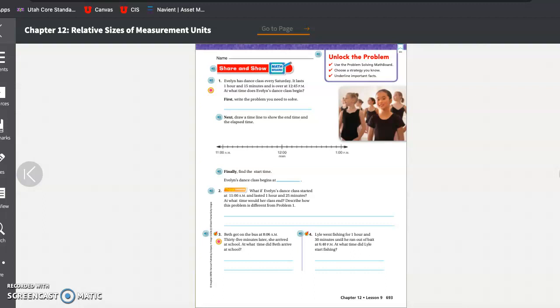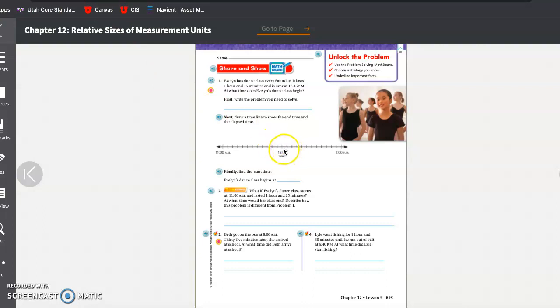All right, so first, write the problem you need to solve. Well, what problem do we need to solve? Good, we need to know at what time does Evelyn's dance class begin. Okay, so then the next, it says draw a timeline to show the end time and the elapsed time. End time is the time that it ended. The elapsed time is the time that was passed. So let's start where we know that it lasts 1 hour and 15 minutes and it's over at 12:45.